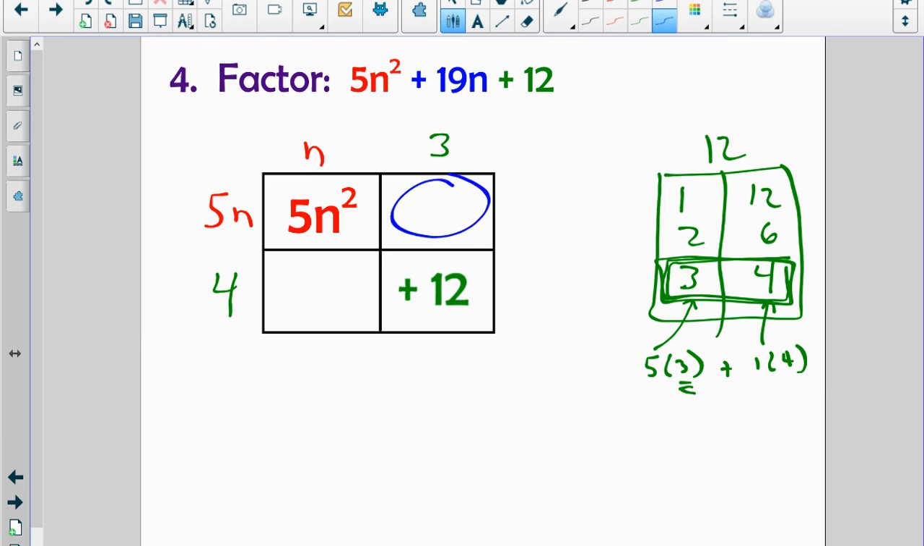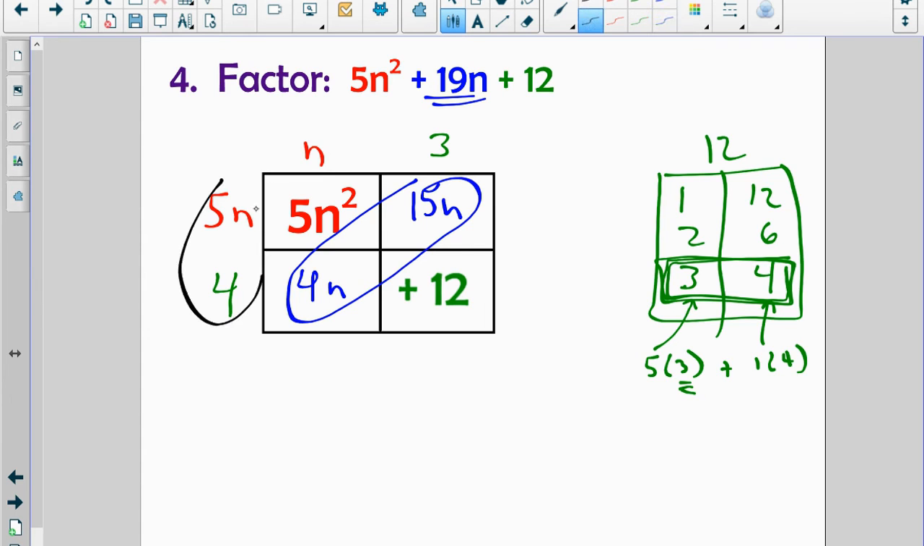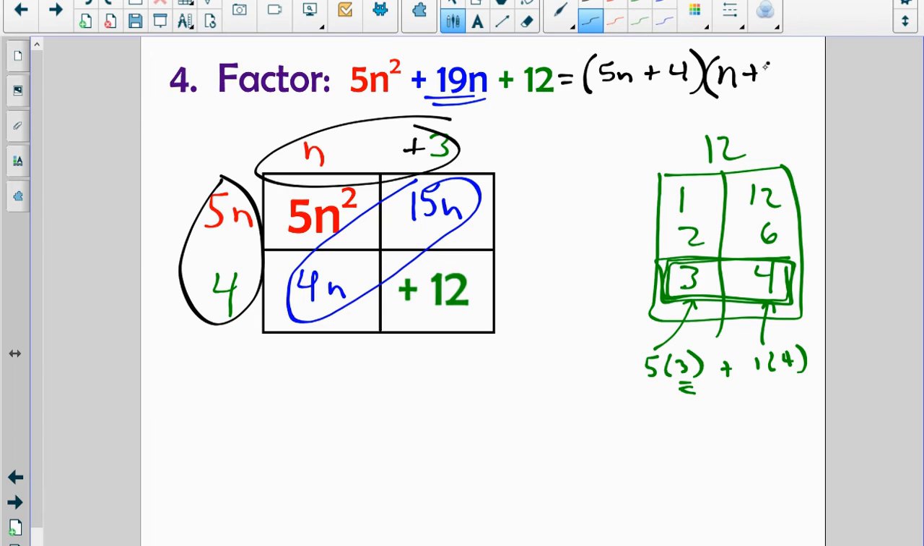All right, so in this box, we said it's 5n times 3, 15n. In the bottom row, we do 4 times n, which is 4n. And there we go. They're going to add up to the 19n that we needed in the middle. So we have our factoring down the side. One of our factors is 5n plus 4. And then across the top, our other factor is n. And remember, when it's positive, that means we use addition. n plus 3.